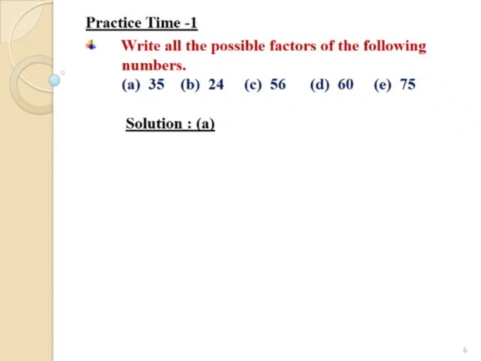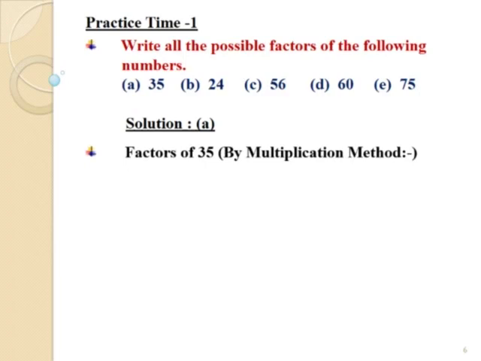Sum number 1. Factors of 35 by multiplication method. 1 thirty-five is 35. 5 sevens are 35. 7 fives are 35 and 35 ones are 35. Thus, factors of 35 in ascending order are 1, 5, 7 and 35.